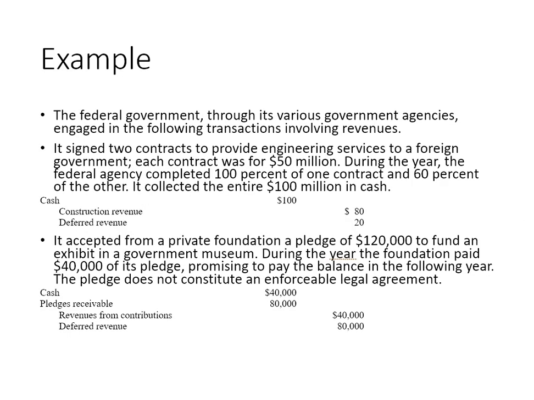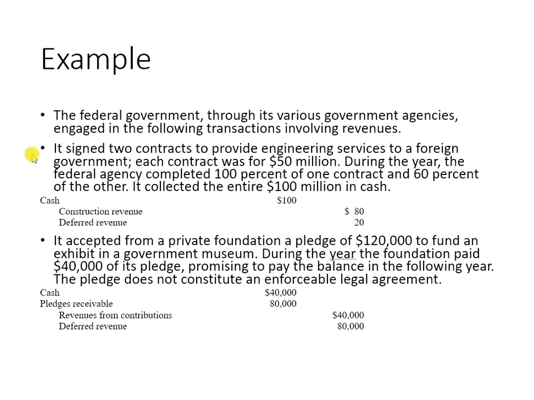Examples. So we have a federal government. It signs two contracts to provide engineering services to a foreign government. Each contract was for $50 million. During the year, the federal agency completed 100% of the one contract and 60% of the other. It collected the entire $100 million in cash.